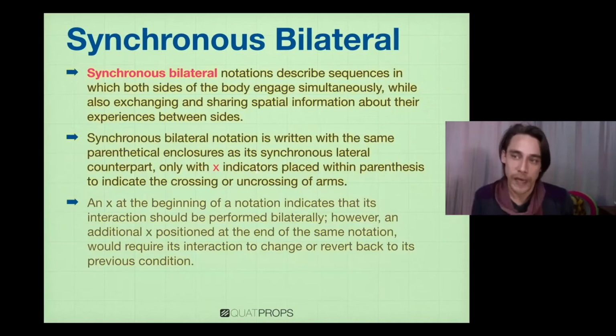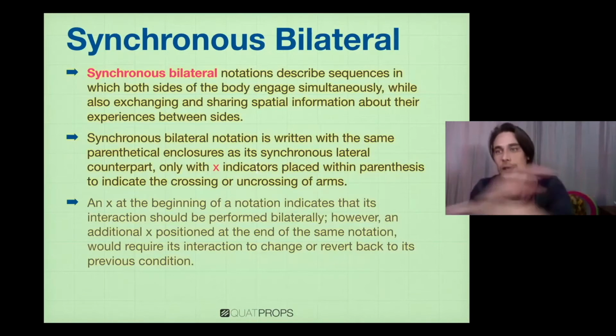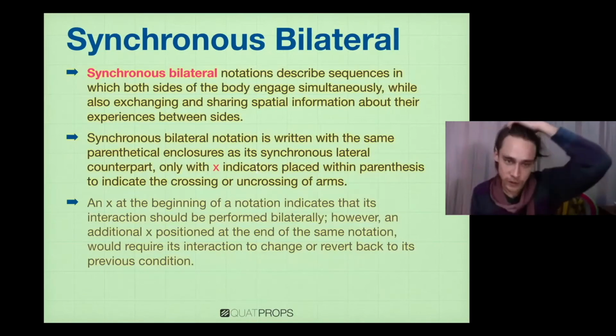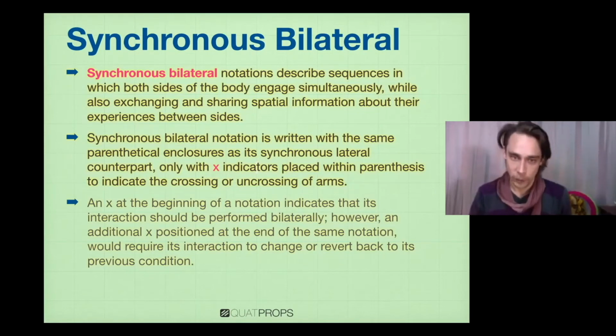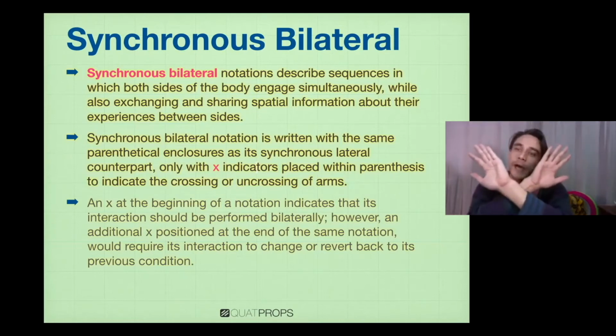Again, we're going to be using X's, so it imitates the synchronous lateral. So we're going to be using parentheses, and now we're going to be adding X's. There are several ways to structure this, depending on how often I want to cross my hands or uncross my hands or change the cross. There's a lot of different ways we can structure this. For the purpose of facilitation in our choreography, we use consistency. The most consistent behavior is going to be the behavior that is the easiest to communicate when I'm working with people. So in that situation, the most consistent behavior we have is this one.